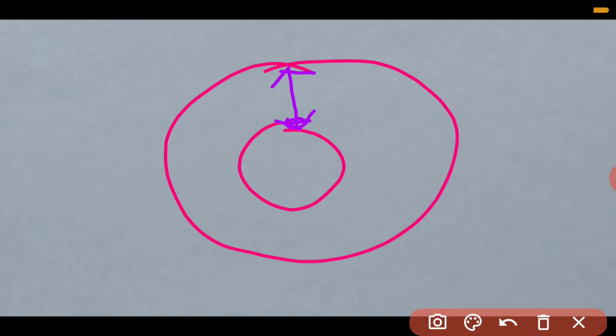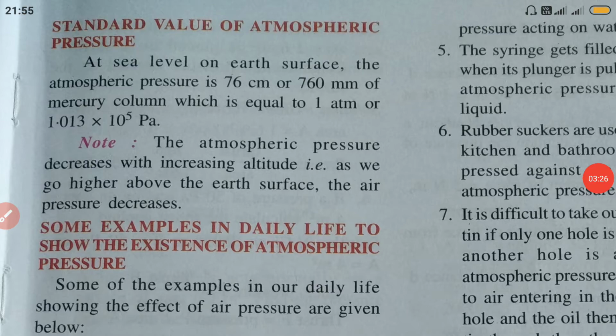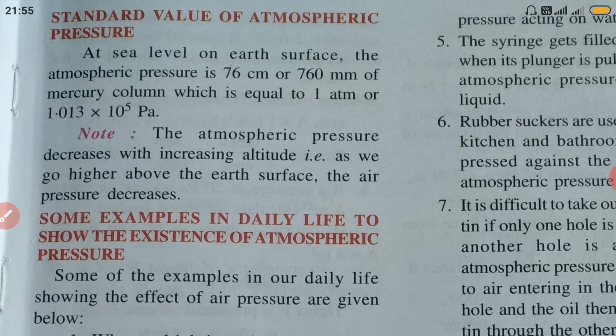But suppose we consider a big mountain or a big plateau or a big building, then the air above it decreases, right, because of its height. So this building is getting less atmospheric pressure compared to this object here. So as we go higher from the surface of the earth, what happens to the atmospheric pressure? It decreases because the air column above it also decreases. So the atmospheric pressure decreases with increasing altitude. That is, as we go higher above the earth's surface, the air pressure also decreases.